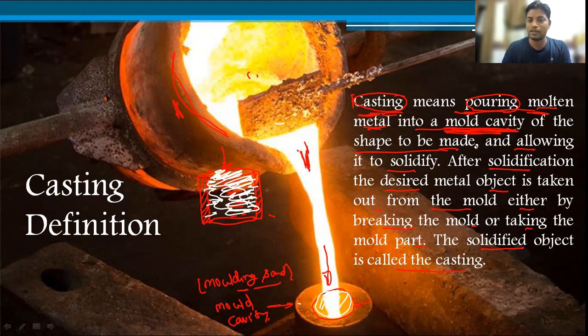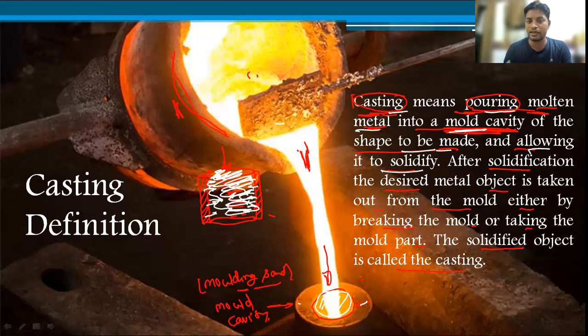So what is the meaning of this definition? Casting means pouring the molten, liquid material into the mold cavity. Mold cavity means the shape to be made, whatever shape is required. First we create a mold cavity, then we fill in the molten material and allow it to solidify, till it becomes completely solid.